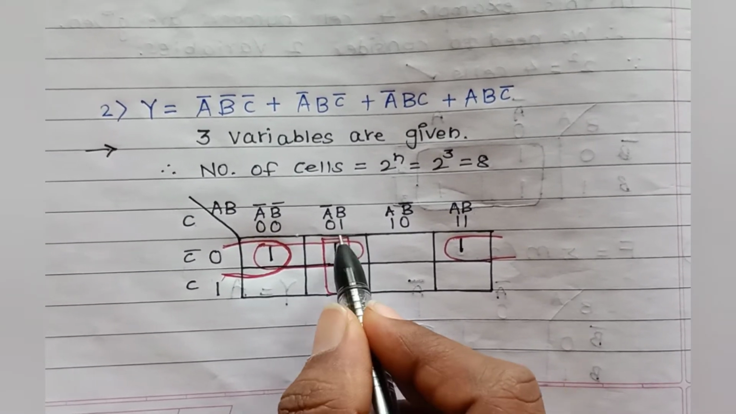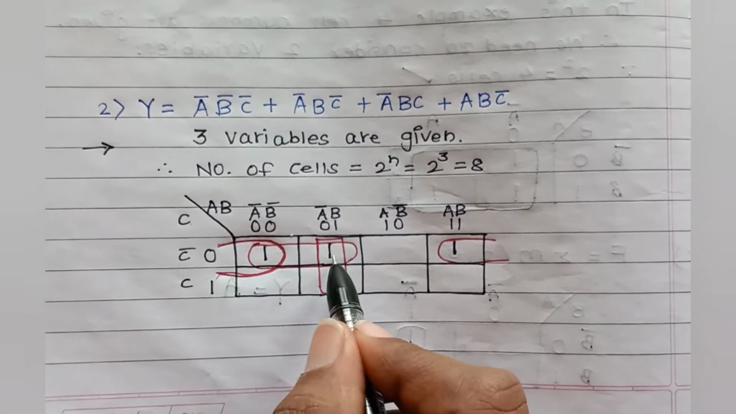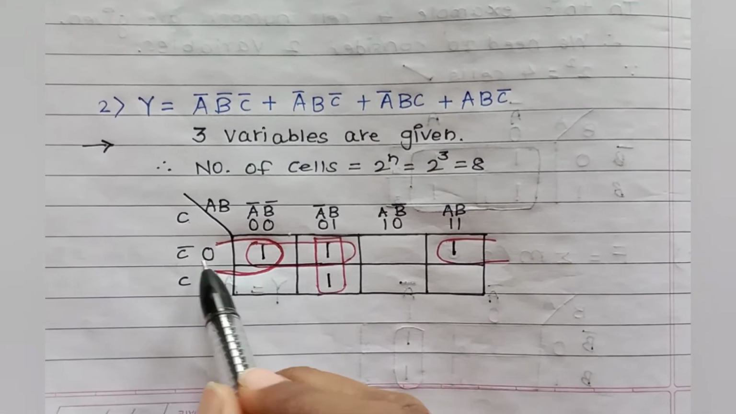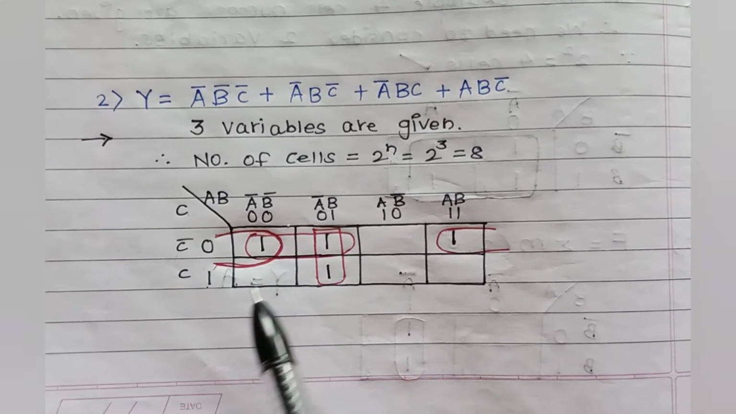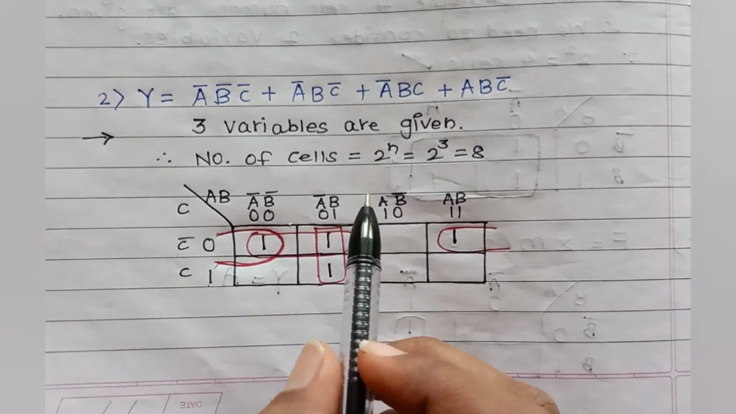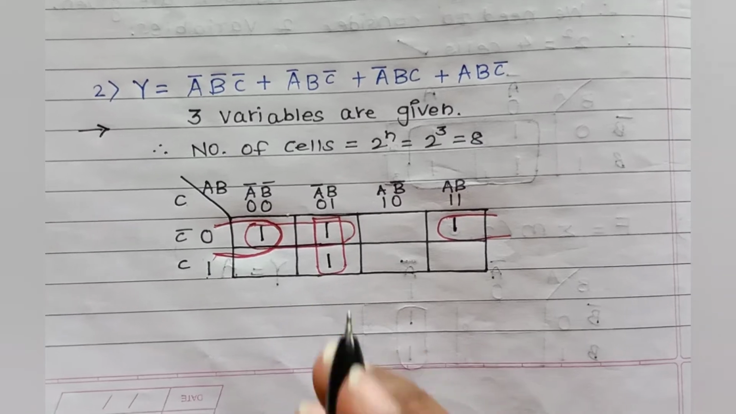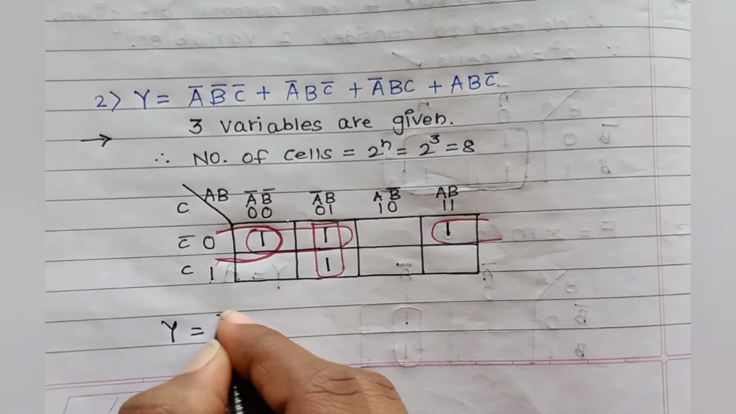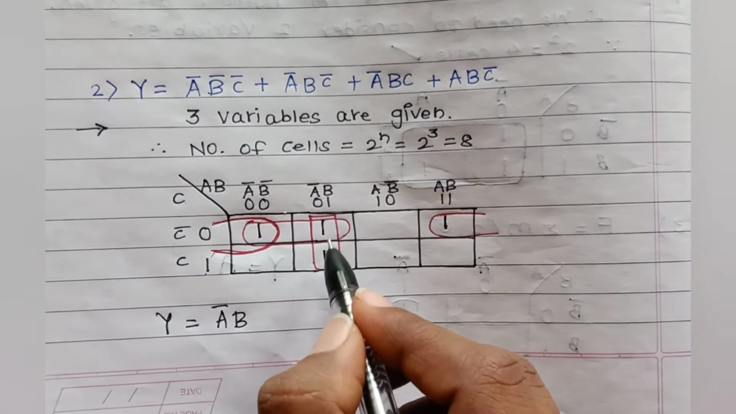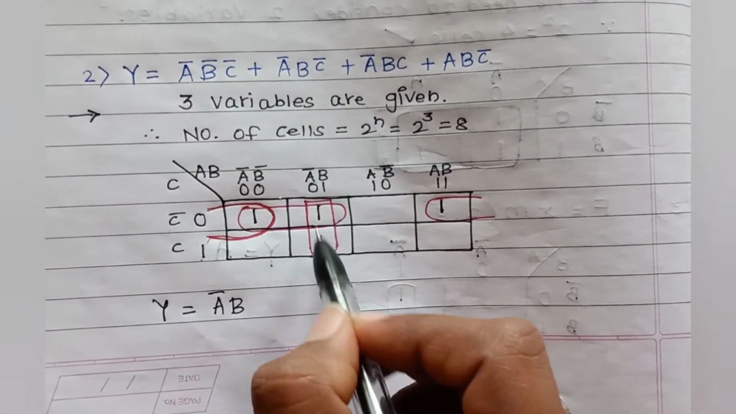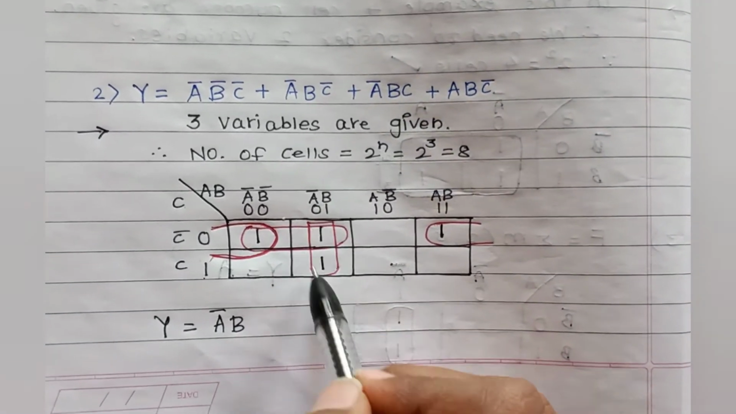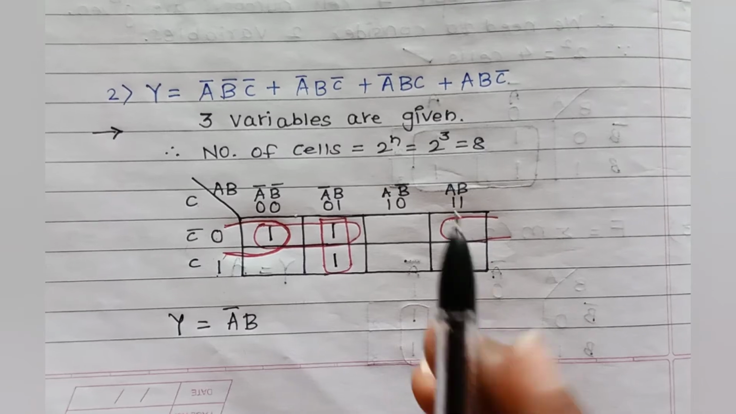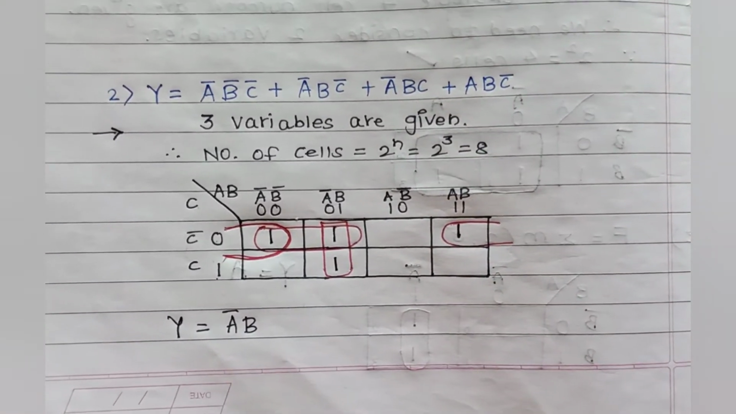So in this first pair, how many rows are involved? 2 rows, C bar and C, but they are varying from 0 to 1, means we cannot consider any term for this row. What about this column? Only one column is included in that, right? So y is equal to, I will write here A bar B only. Why I am writing A bar B? Because in this we have only one column and which is constant, but these rows are changing from 0 to 1. This is about this first pair.